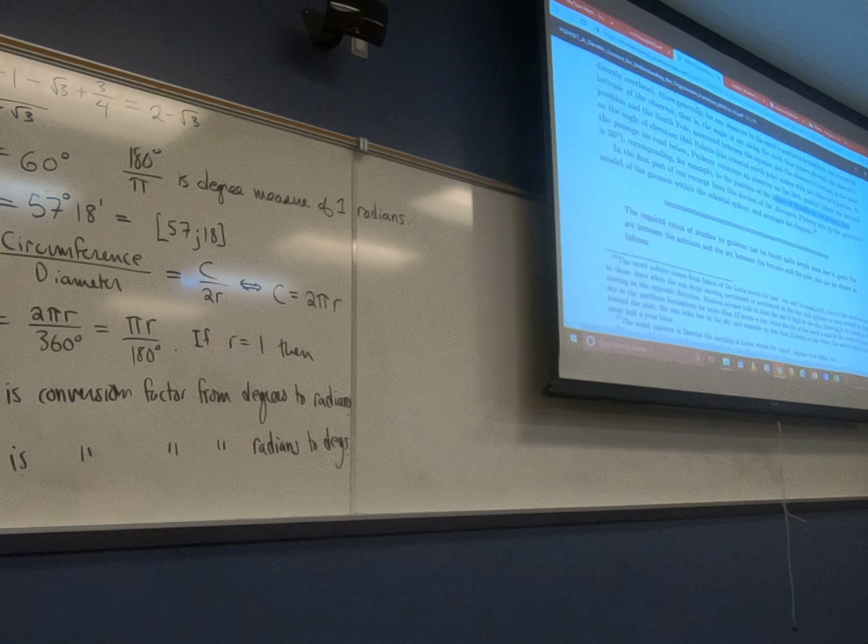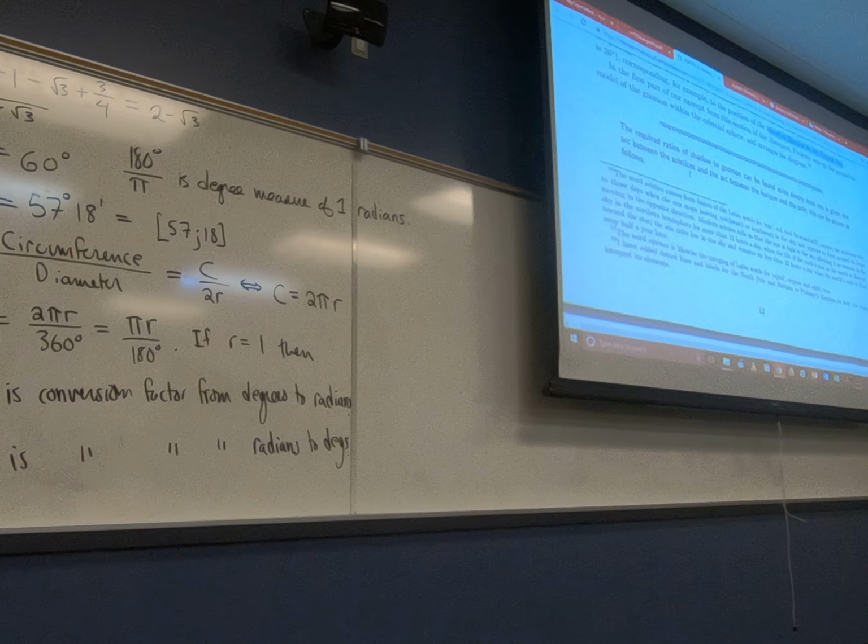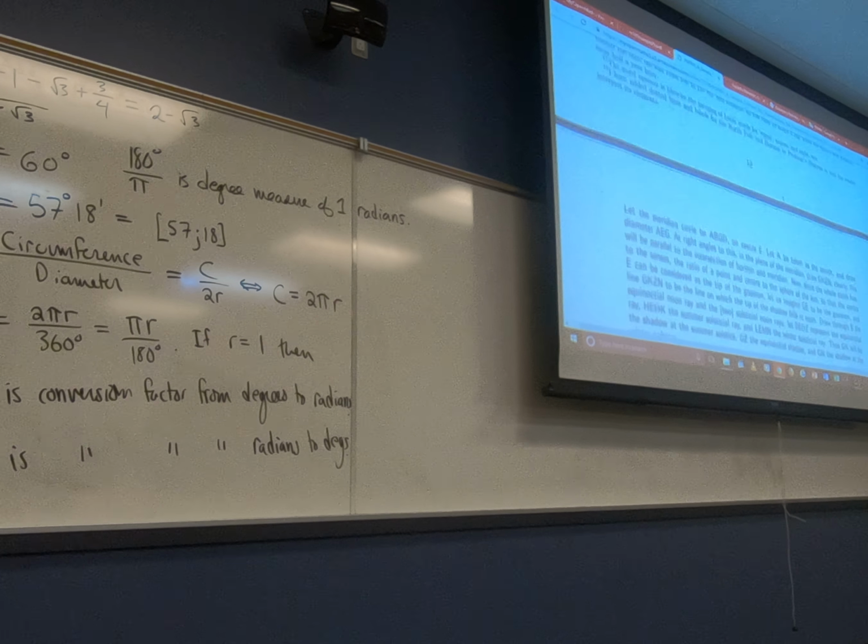All right, so in the first part of our excerpt from the Almagest, Ptolemy sets up the geometric model of the gnomon within the celestial sphere and arranges his diagram. And so this is actually a reconstruction in English of the Almagest. So he says the required ratios of shadow to gnomon can be found quite simply once one is given the arc between the solstices and the arc between the horizon and the pole. And this can be shown as follows.